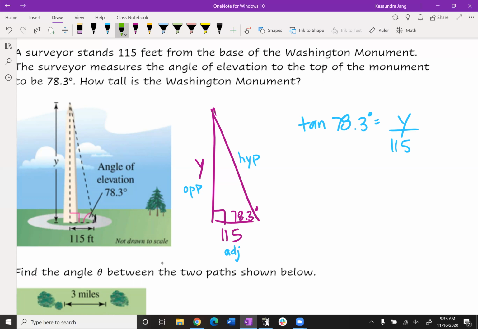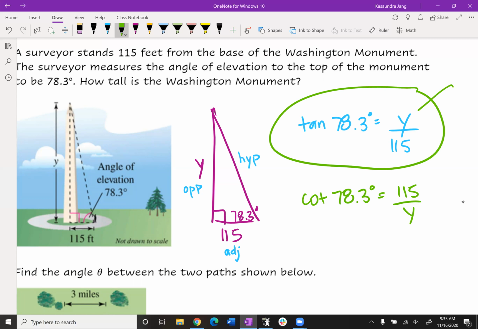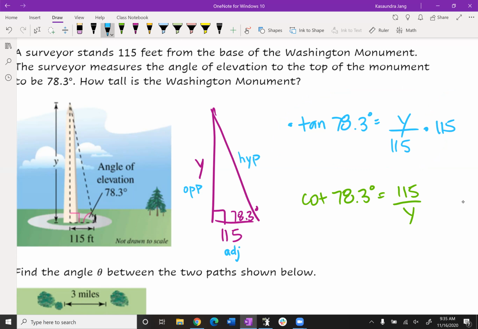Okay, so let's compare that to the other one. If I did cotangent of 78.3 degrees, instead of opposite over adjacent, it would give me adjacent over opposite. So these are both true. I could use them both. I feel like the tangent one just has the y in the numerator, which means I only have to take one step to solve it. If you chose the other one, you'd have to do two steps instead of one, but you'd get the same answer. So I'm going to stick with the tangent one here. I'm going to multiply by the 115 on both sides to get my y by itself. And I will put this in my calculator here.